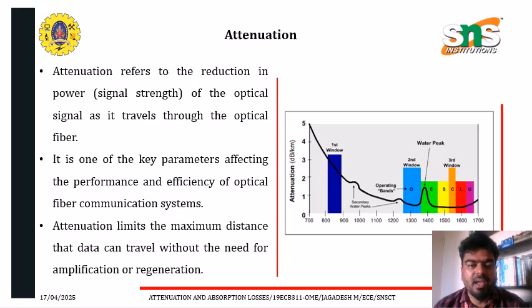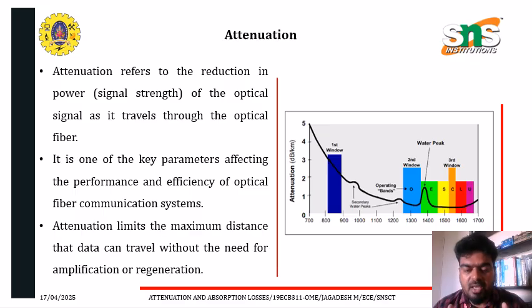First, before getting into the topic, what actually is attenuation? Attenuation, put simply, is the reduction in power, that is, the signal strength of the optical signal as it travels through the optical fiber. It is one of the key parameters affecting the performance and efficiency of optical fiber communication systems. Attenuation limits the maximum distance the data can travel without the need for amplification or regeneration.